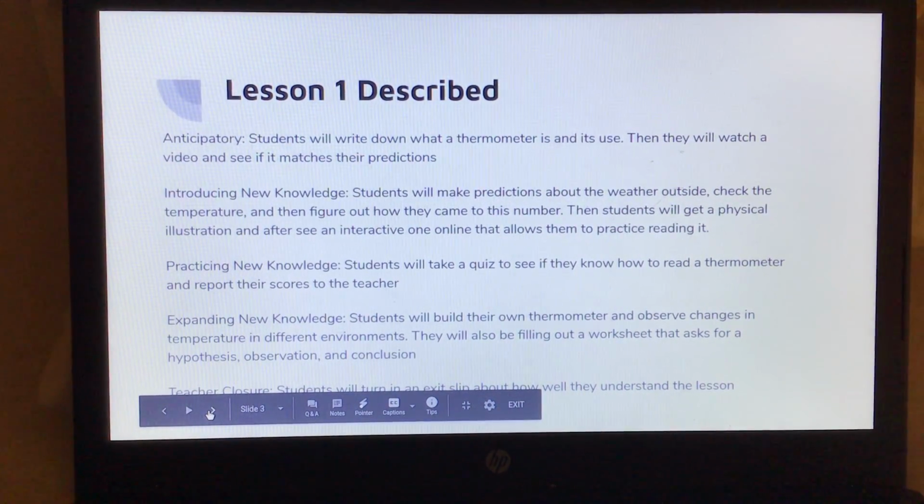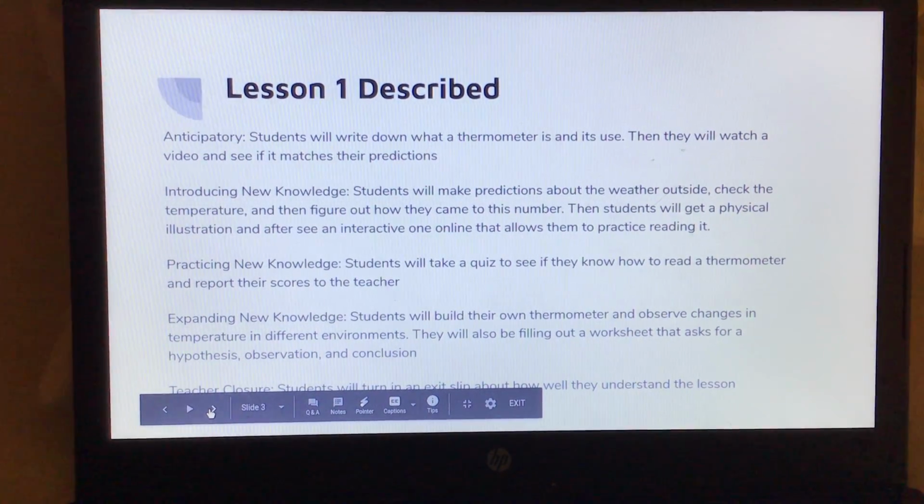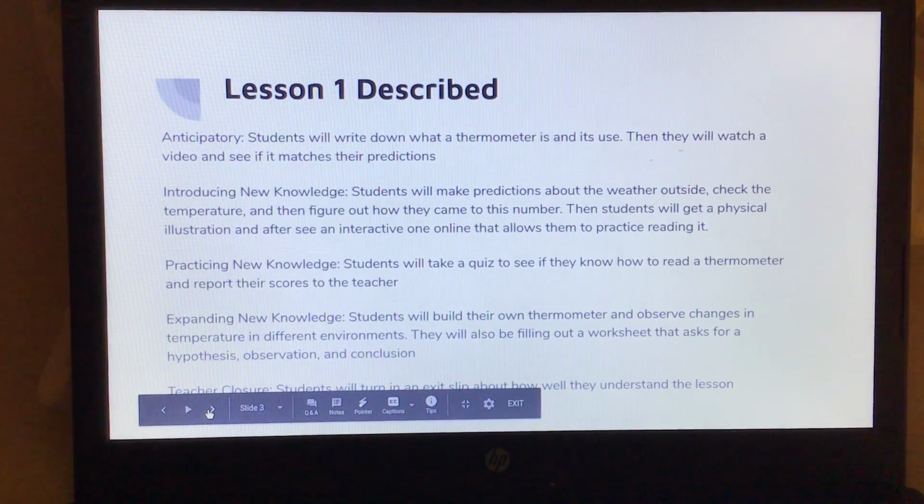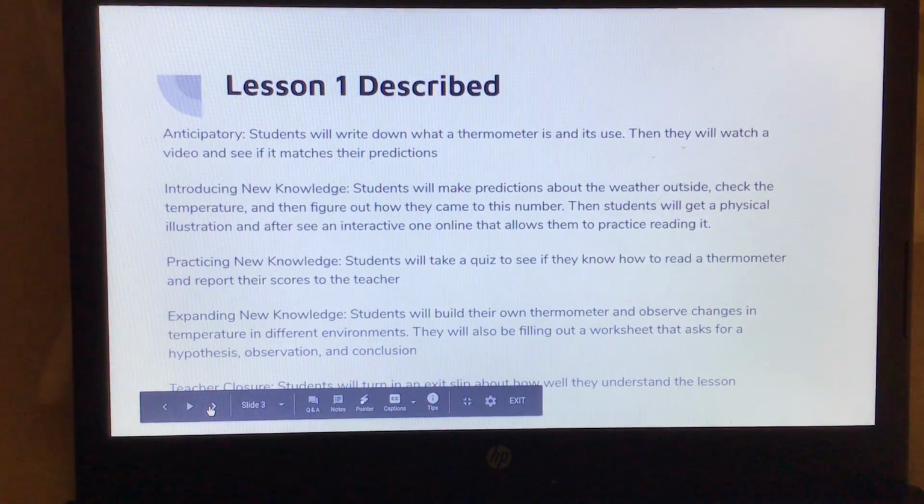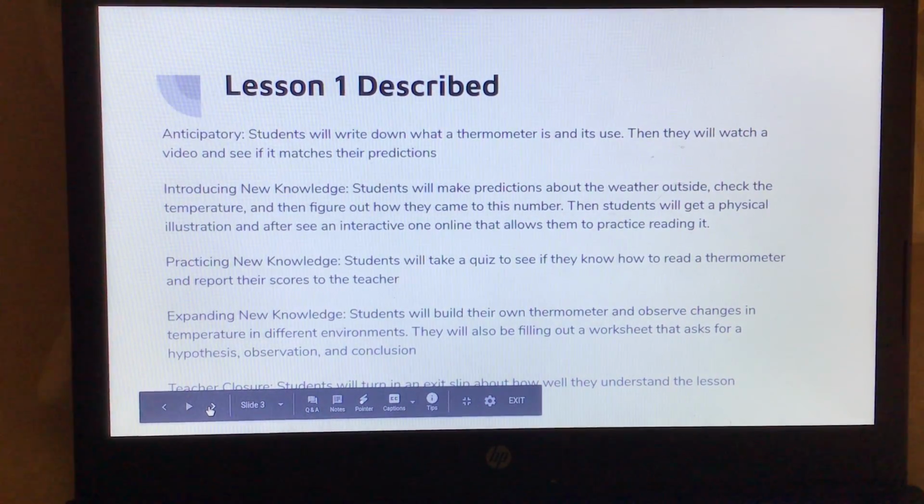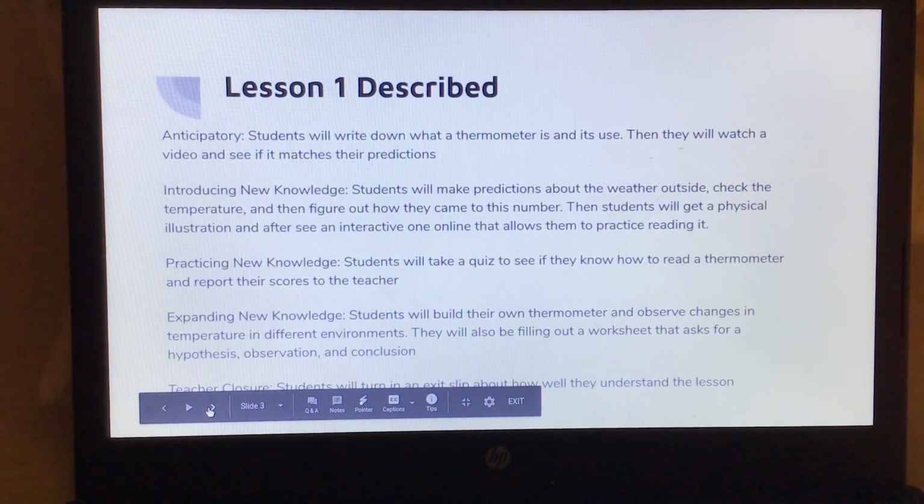Introducing new knowledge, students will make predictions about the weather outside, check the temperature, and then figure out how they came to this number. Then students will get a physical illustration, and after see an interactive one online that allows them to practice reading it.